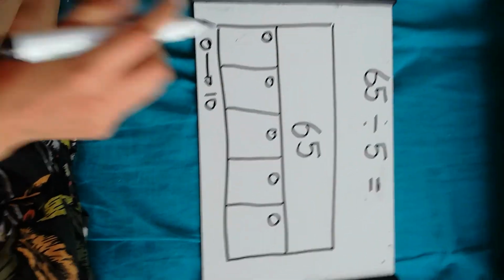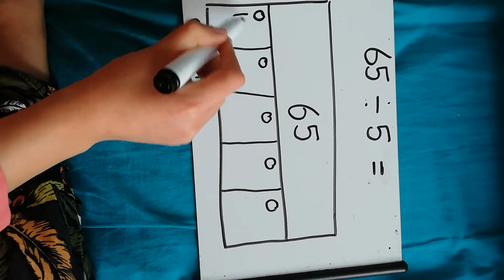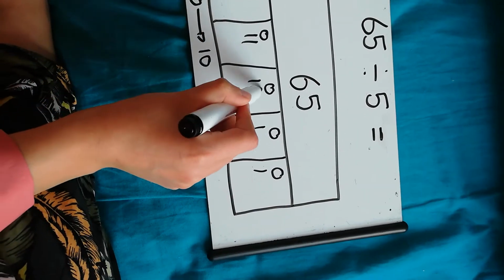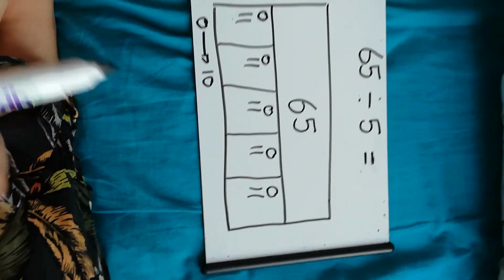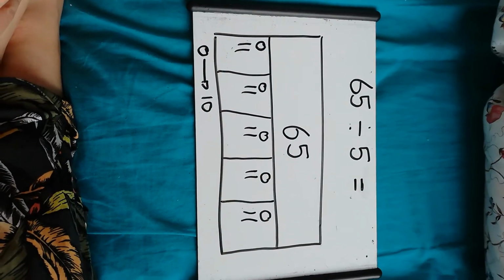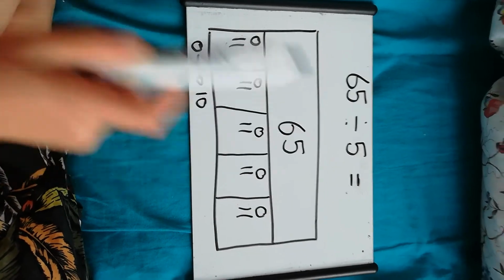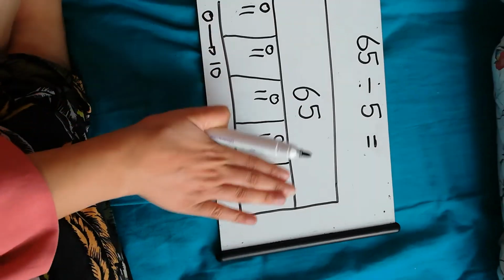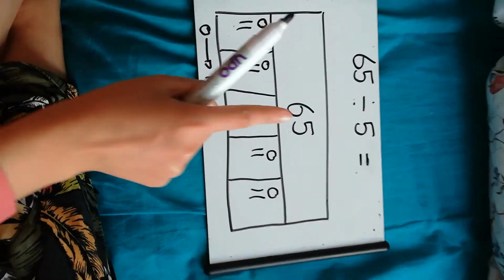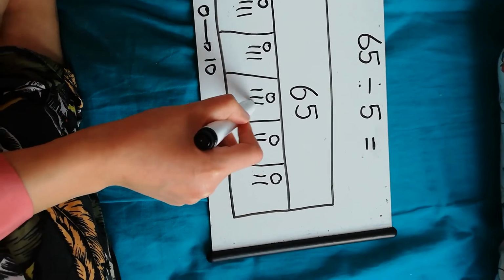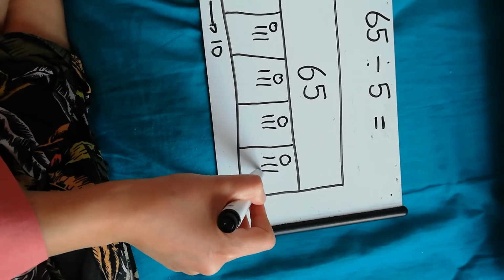Okay, so I go 1, 2, 3, 4, 5, 6, 7, 8, 9, 10. That's shared out equally. But don't forget, I've still got the five ones I need to share out because now I've only shared out 60. I've got to share out another five. 1, 2, 3, 4, 5.